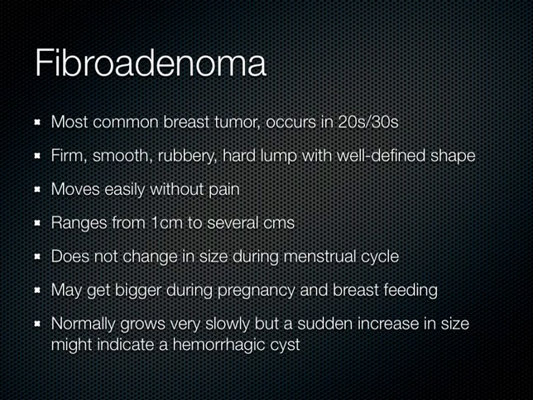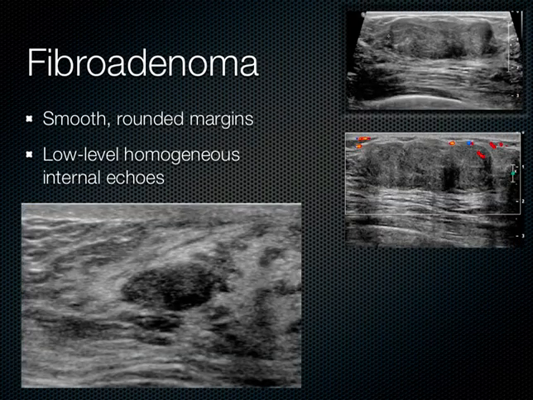They may get bigger, however, during pregnancy and with breastfeeding, but normally they grow really slowly, except when there's a hemorrhagic component, in which the patient may note a sudden increase in the size of their mass. Now, this is an example, several examples here of fibroadenoma. It's a well-circumscribed ovoid mass. Maybe just very subtle posterior acoustic enhancement over here. I kind of see it.